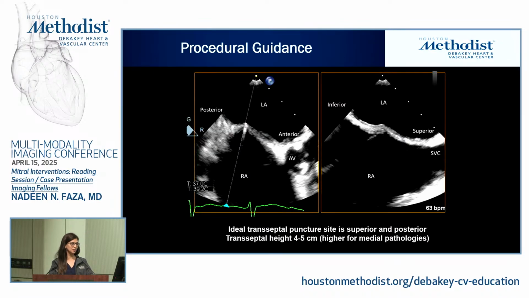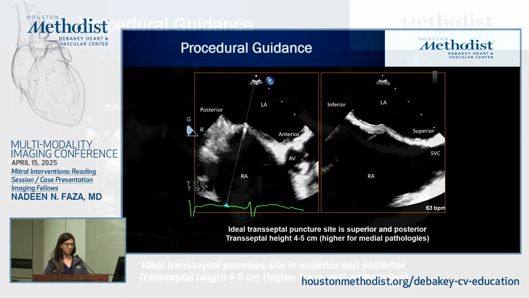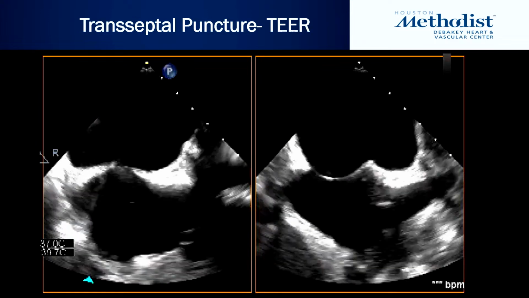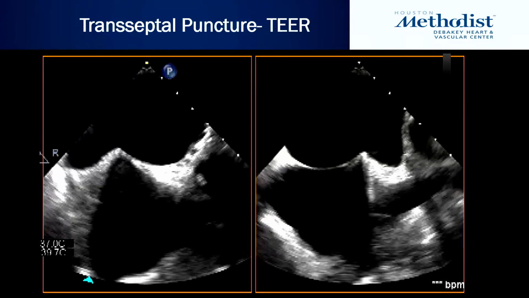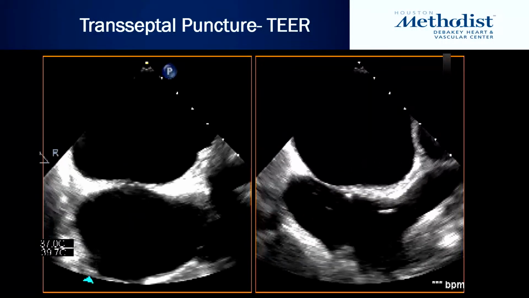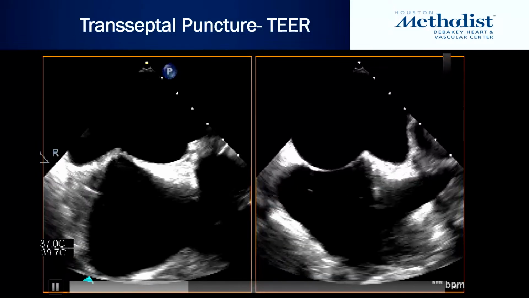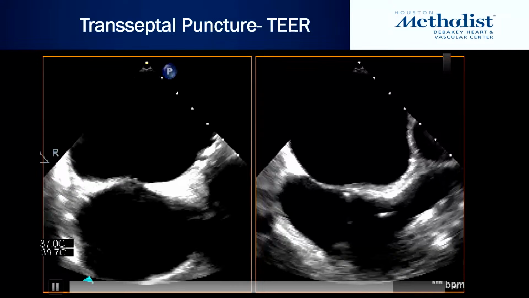And as Dr. Tang showed, the procedural guidance starts with transseptal puncture. You have your short axis view showing your anterior side, and this is your fossa ovalis. You always want to puncture in the fossa ovalis. And you want to puncture posteriorly and superiorly to allow room for catheter manipulation. And you want to be about 4 centimeters above the mitral annulus. An example of the transseptal puncture here by biplane: your needle is posterior, away from the aortic valve, and it's superior, closest to the SVC.